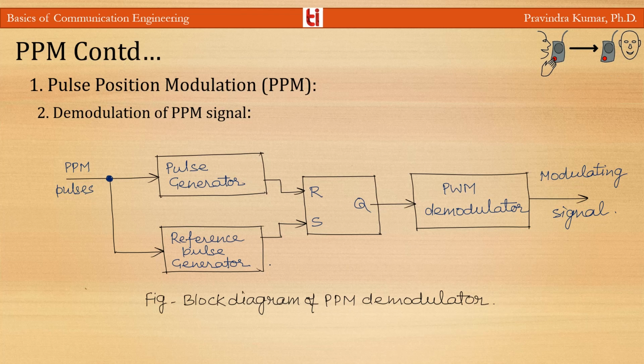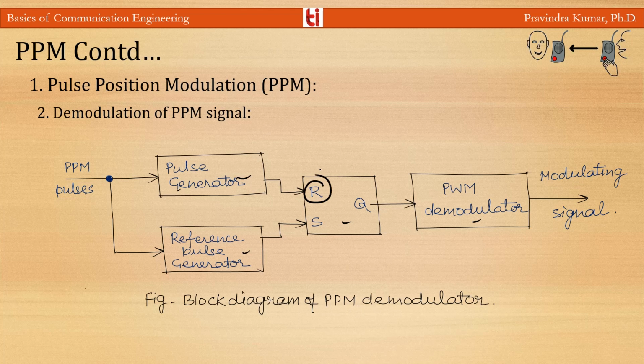In the block diagram of the PPM demodulator, as you can see in this figure, there is a pulse generator, a reference pulse generator, an RS flip-flop, and a PWM demodulator. The PPM pulses are applied to the pulse generator and the reference pulse generator. Here the noise corrupted PPM waveform is received by the PPM demodulator circuit. The pulse generator develops a pulse waveform at its output of fixed duration and applies these pulses to the reset pin R of the RS flip-flop.